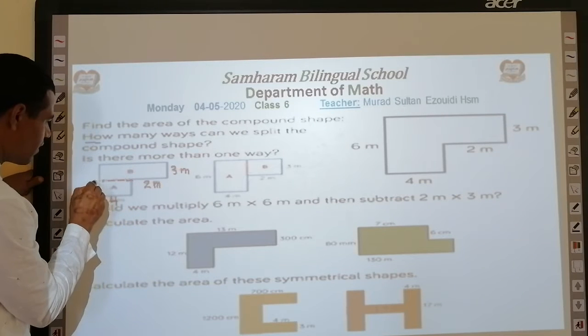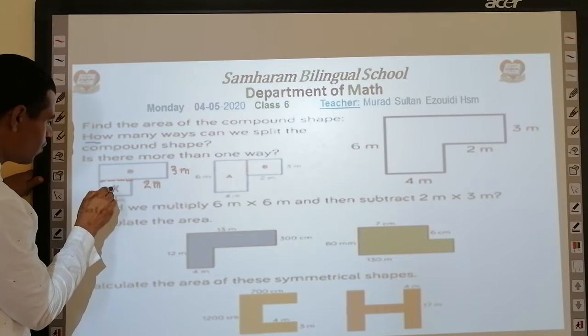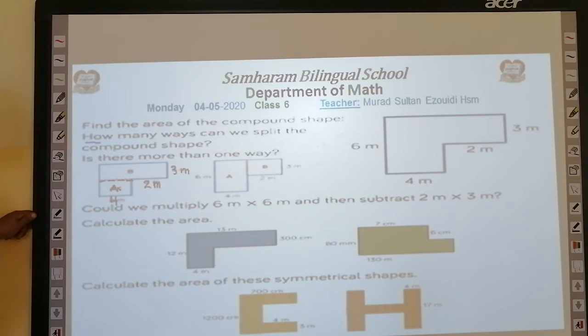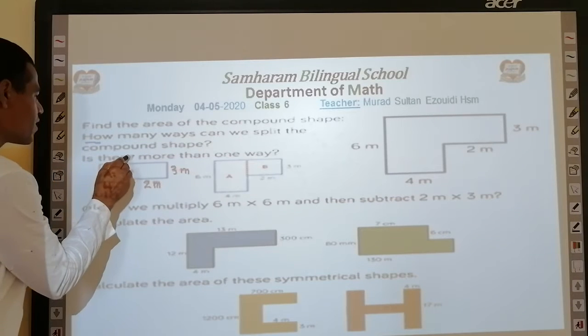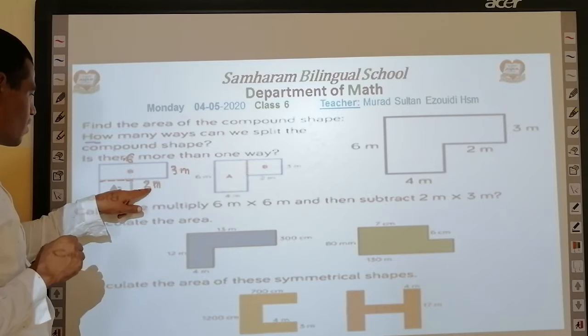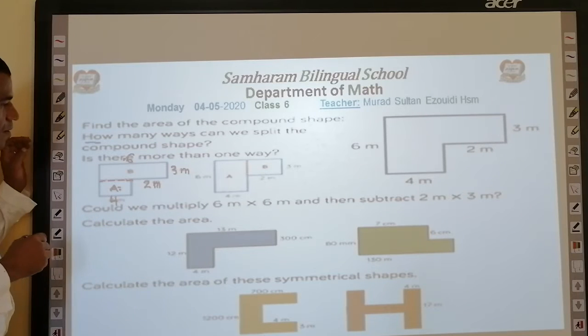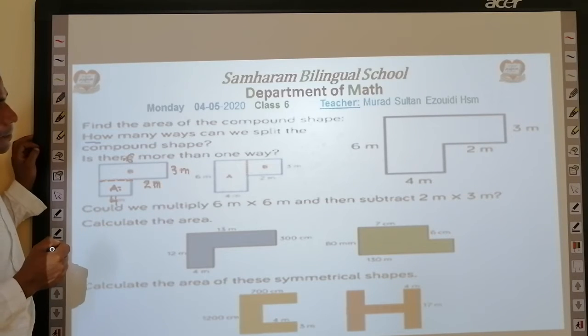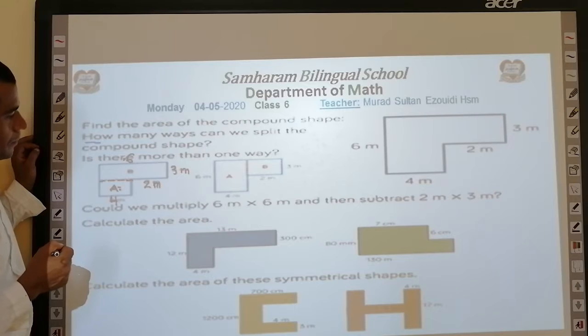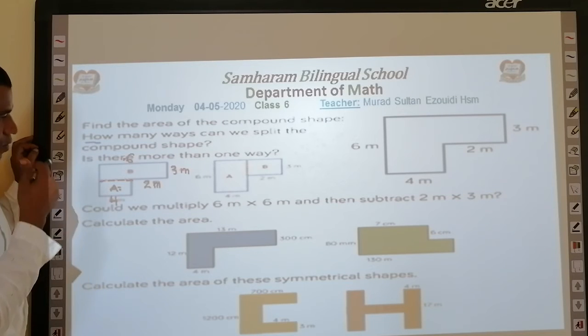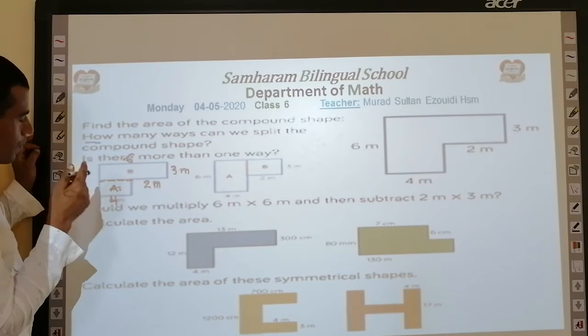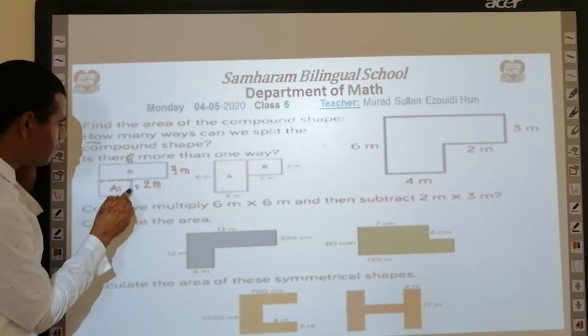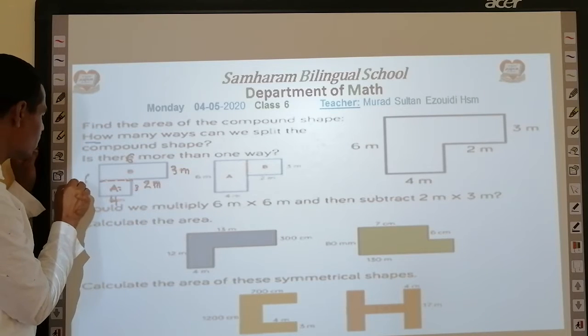This is the first rectangle. Area equals what? And this is also 6, my learners. 4 plus 2 is 6. How can we do this? This is also 3. This one is 3 centimeters, this is 6.